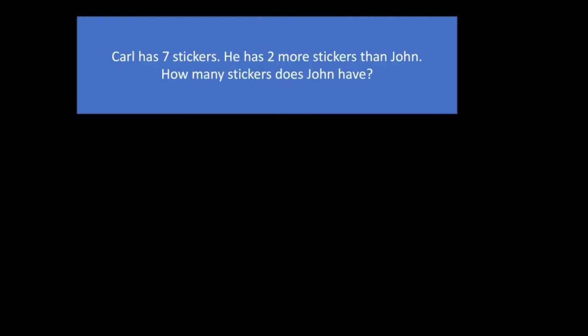So in this problem, Carl has 7 stickers. He has 2 more stickers than John. So how many stickers does John have? The first thing I'm going to do is underline this right here, because that is what I am trying to find. So John has blank stickers. This might seem silly to write out the statement of what I'm trying to find, but as you move up and up in math, you're going to have more and more challenging problems with multiple steps. It's important to stay focused on what you're looking for.